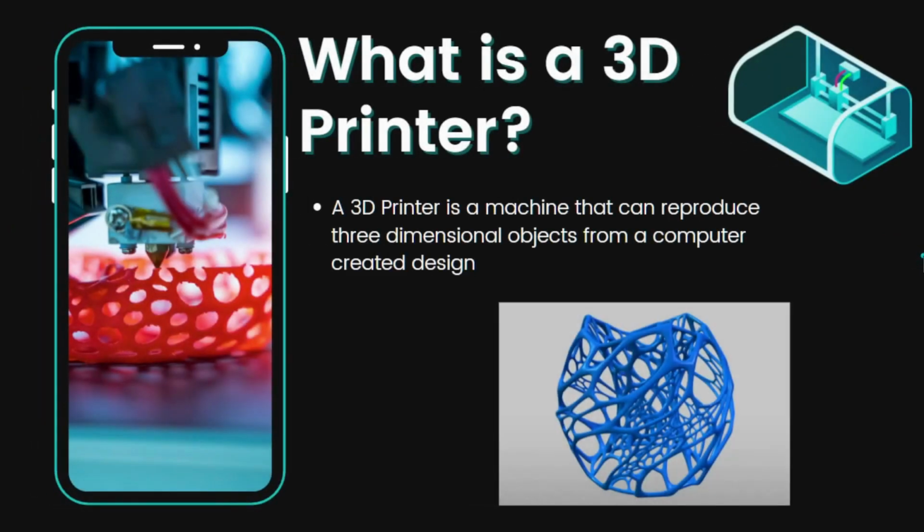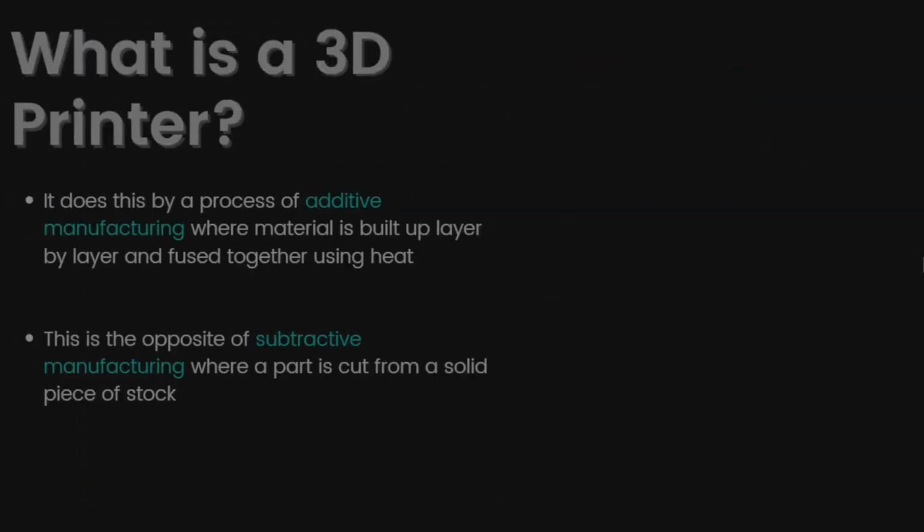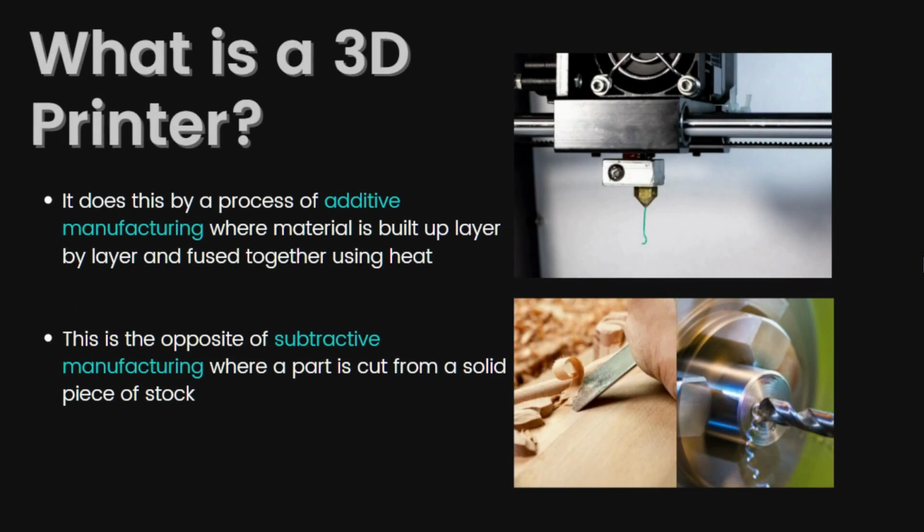What is a 3D printer? A 3D printer is a machine that can reproduce three-dimensional objects from a computer-created design. It does this by a process of additive manufacturing, where material is built up layer by layer upon itself and fused together using heat or some other type of sintering. This is the opposite of subtractive manufacturing, like machining, where a part is cut from a solid piece of stock: wood, aluminum, or steel.